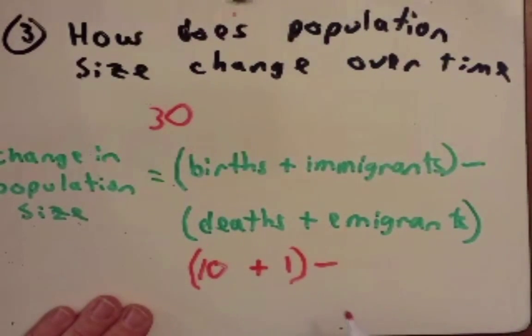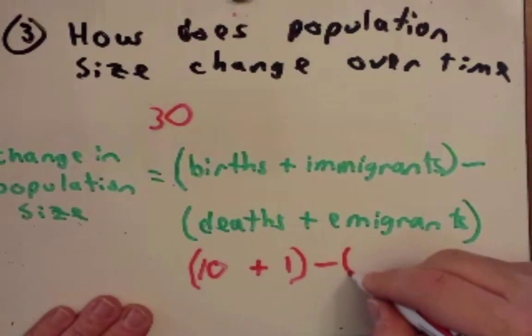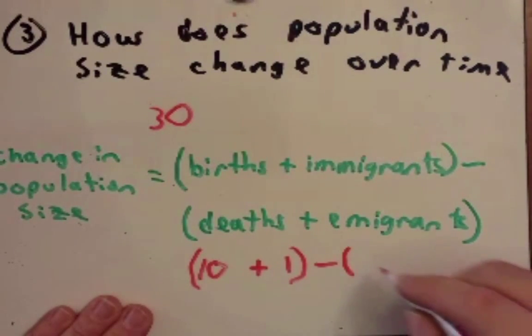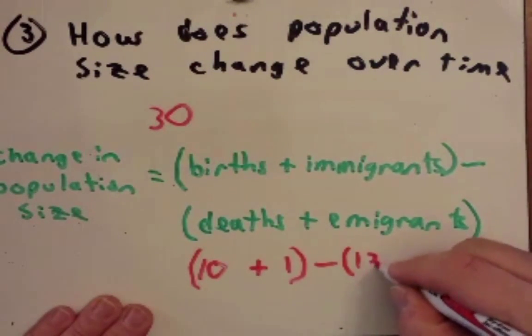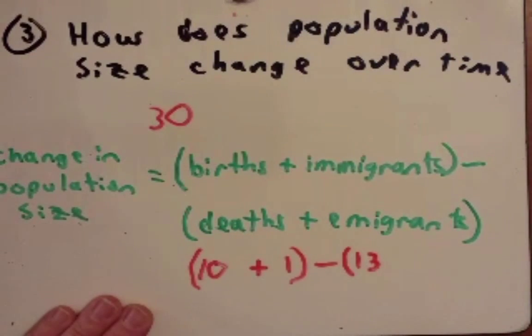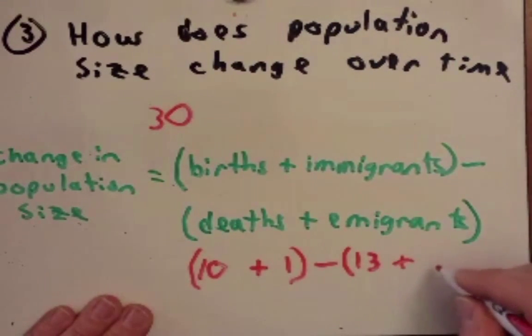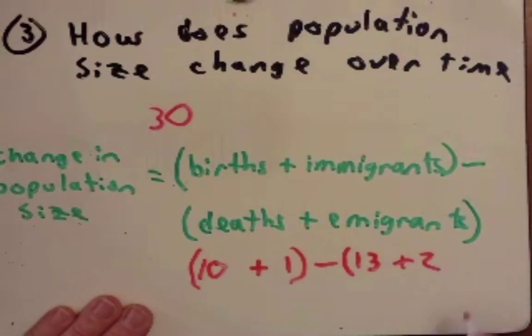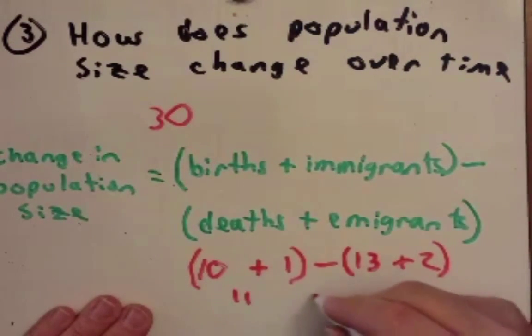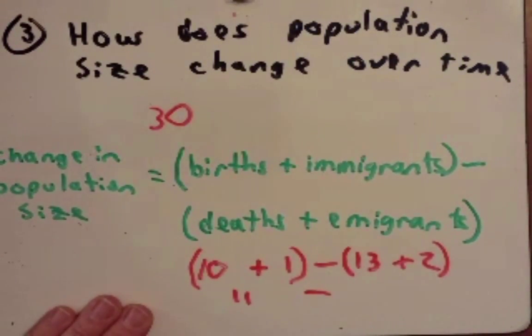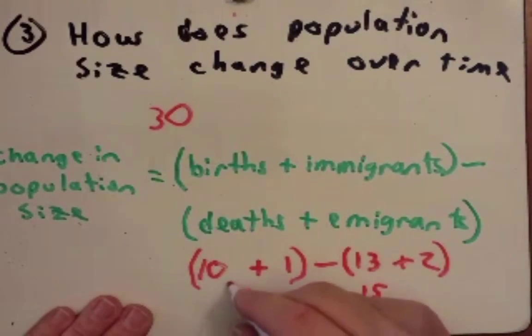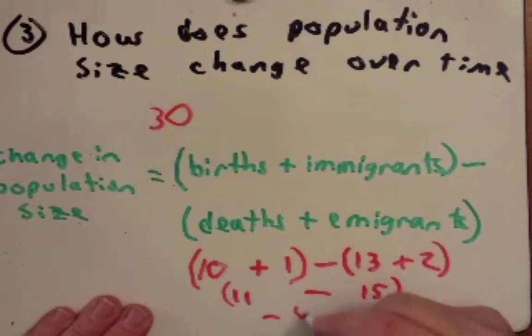And we subtract that from the number of deaths. And let's say over this 10-year period of time, we had 13 dolphins die, and we had 2 leave the population. So we add these up. 10 plus 1 is 11. Subtract that from 13 plus 2, 15. So our change in population size here is -4.